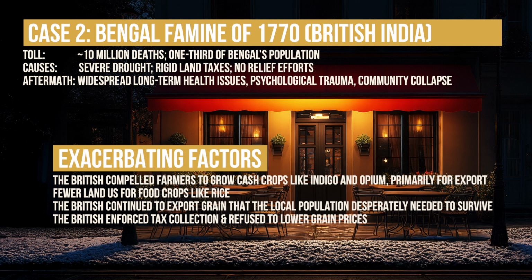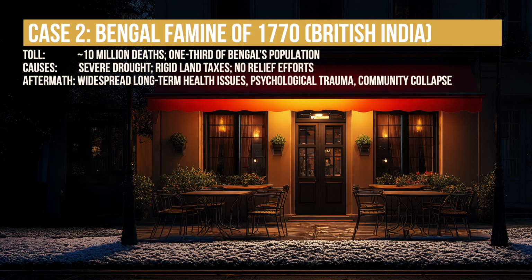The impact of the famine did not end when the drought subsided. Millions of survivors faced long-term health problems, weakened immune systems, and increased vulnerability to diseases. Psychological trauma was also widespread, leading to a prolonged collapse for entire communities. The region experienced depopulation, economic collapse, and significant declines in the agricultural sector. This famine is just one example. History is filled with similar tragedies.